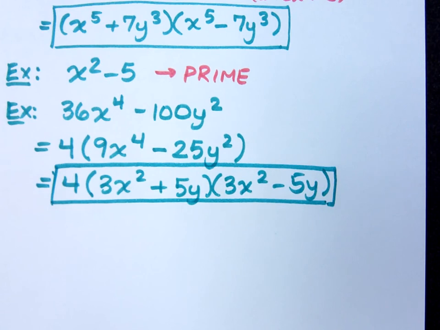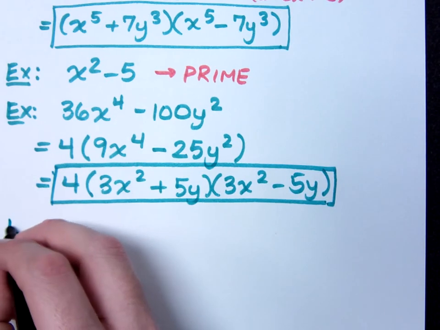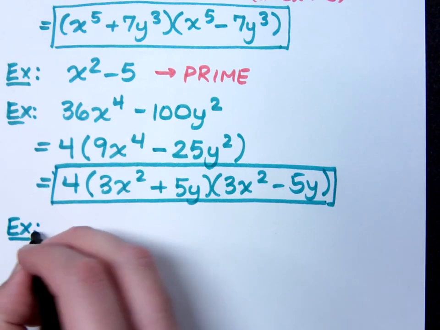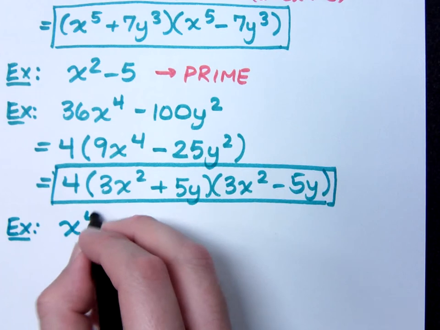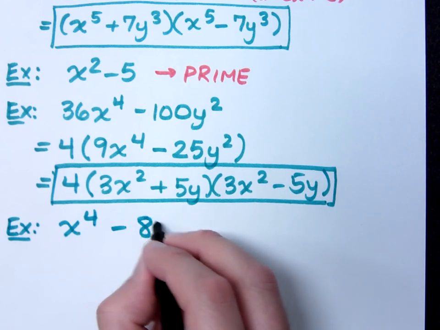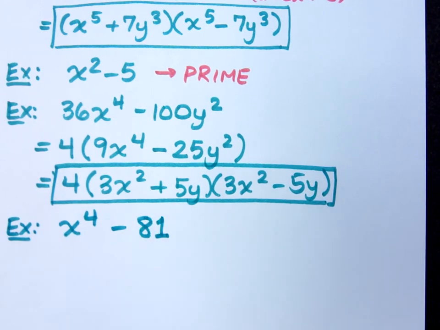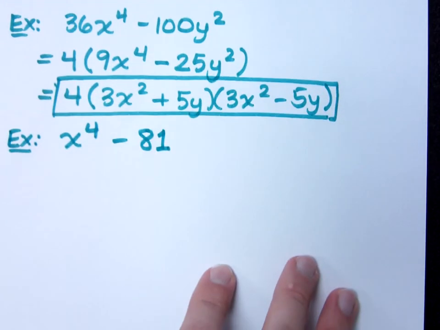What do you guys think? That's much easier than what you read it earlier. It seems easier, doesn't it? Let's see if I can make you regret saying those words. How about x to the 4th minus 81?